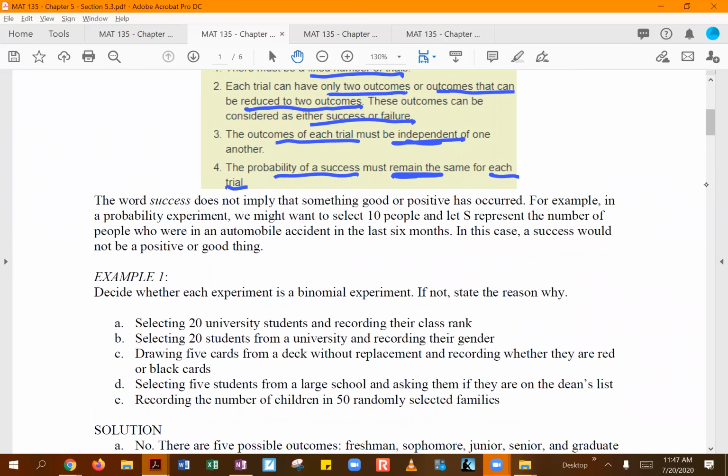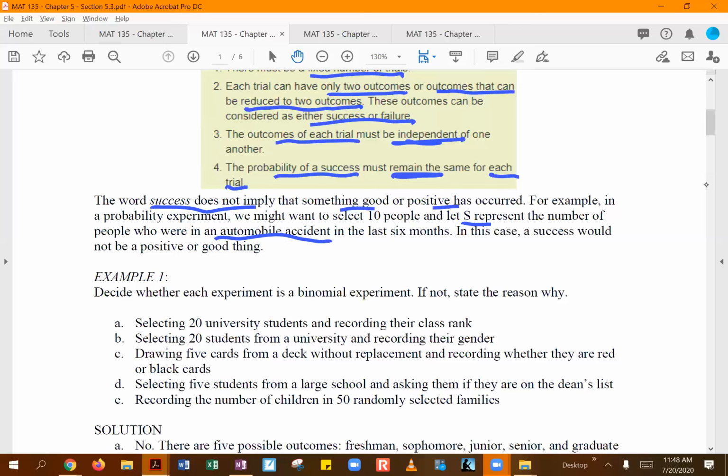Now, when they're talking about how you can think of these outcomes as a success or failure, they're basically saying the word success does not imply something good or positive has occurred, because we're using success in terms of what experiment you're looking at, and it's going to keep changing with each experiment. So in the probability experiment, we might want to select 10 people and let S represent the number of people who were in an automobile accident.